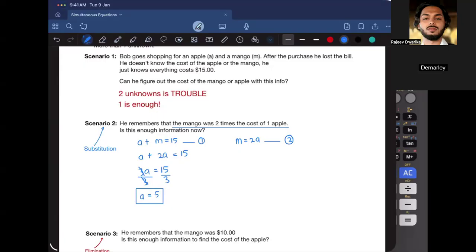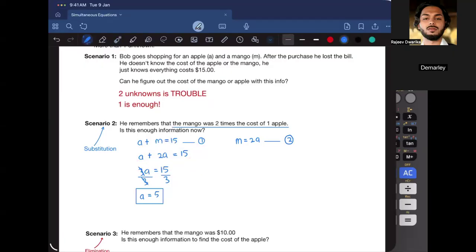I want you to understand what I just did there. I came up with an equation where the mango was in terms of the apple. And so I could make a substitution. And when I made this substitution, how many unknowns did I end up with? 1. Right. That's the goal.